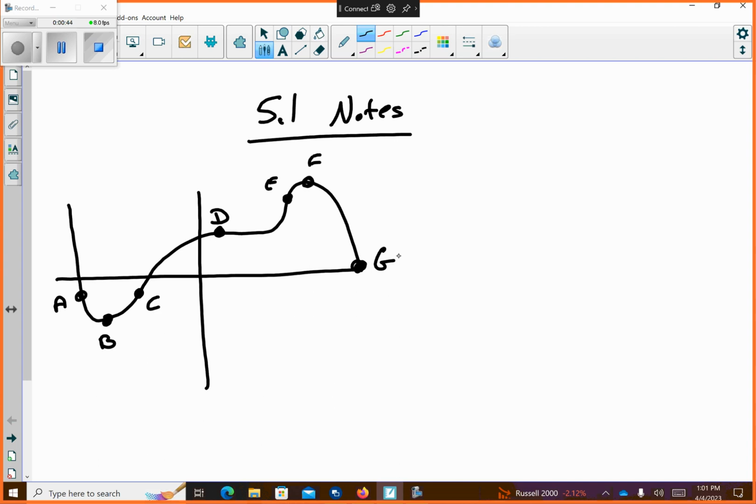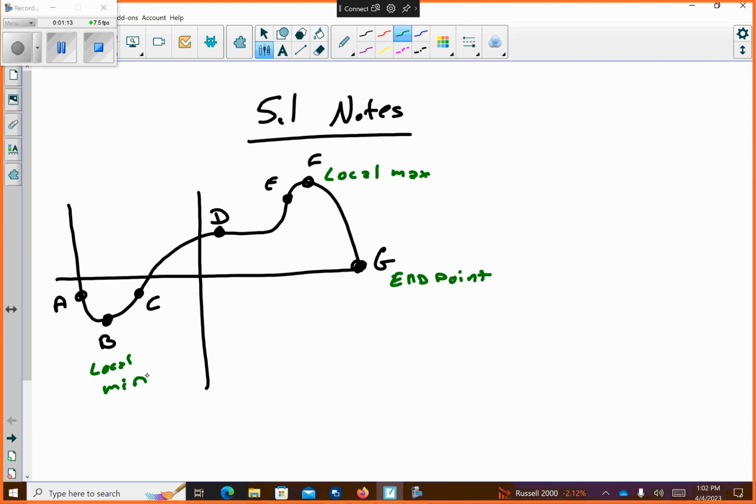So friends, I have no idea what this function is. I mean, it's just a drawing. I know there's an endpoint at G, and then a few things that we could label on here. Like this is an endpoint. Okay, shows it doesn't keep going. This is called a local max. This is called a local min.